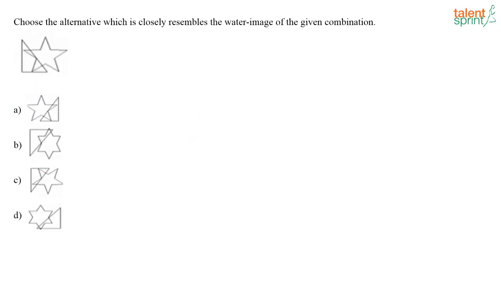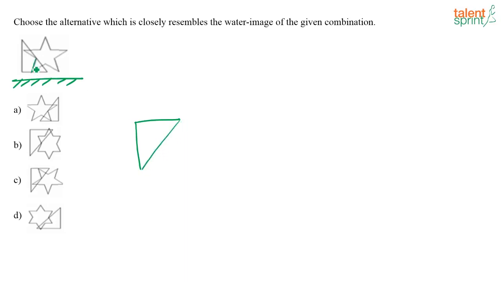Next one. Choose the alternative which closely resembles the water image of the given combination. Again, this is fairly easy. Water image, so you have to place a mirror below, right? A water image is just like placing a mirror below the given image. So how will it look like? See, the top and the bottom have to get interchanged, and the left and the right has to remain the same. So this particular triangle, how will it appear? It will appear like this, okay?